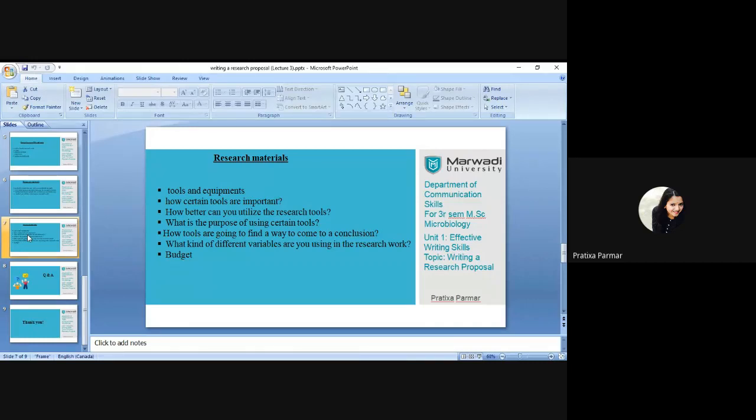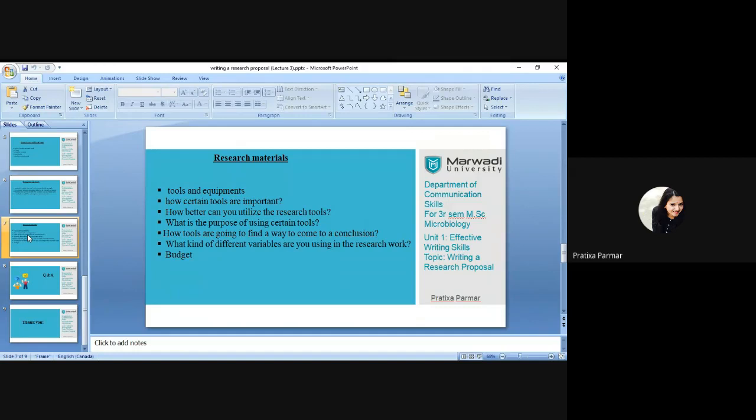Here, I would like to address certain questions, and I really want you to think about these questions, not just as a student, but as a researcher. How certain tools are important to your research work. Once you identify the research area, once you frame your hypothesis in a very clear way, I believe you will be able to answer these questions.